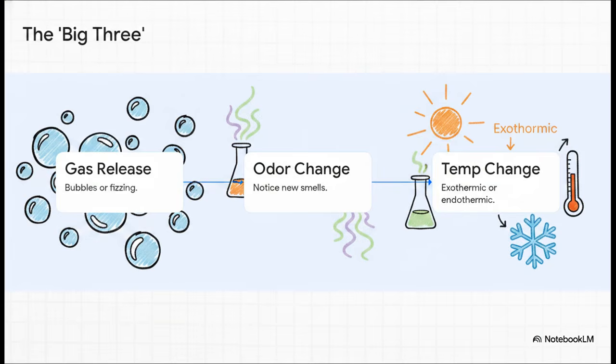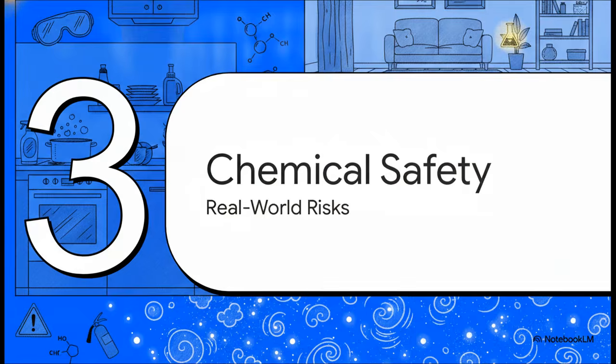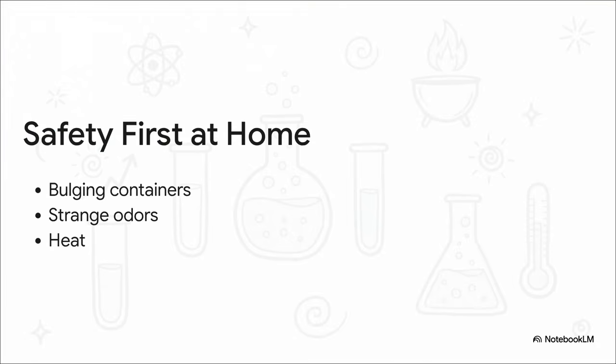And those activities brilliantly illustrate our big 3 clues. Clue number 1 is gas release, which you'll usually see as bubbles or fizzing. Clue number 2 is odor change, meaning entirely new smells. And clue number 3 is temperature change. Now remember these specific scientific terms. Exothermic means it heats up, and endothermic means it cools down. These 3 clues are your primary, flashing neon signs that a completely new substance is being formed right before your eyes. Moving on to section 3, real-world chemical safety.